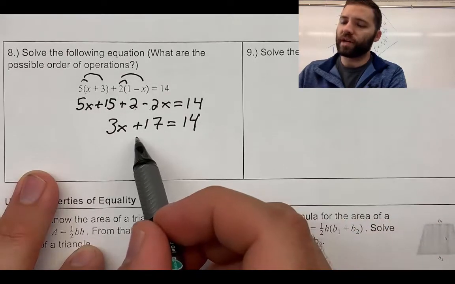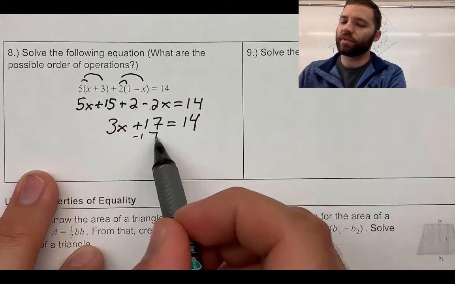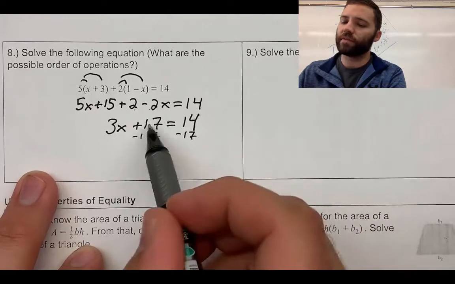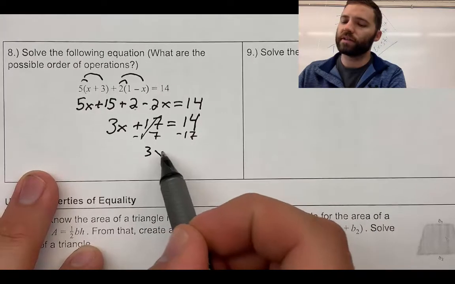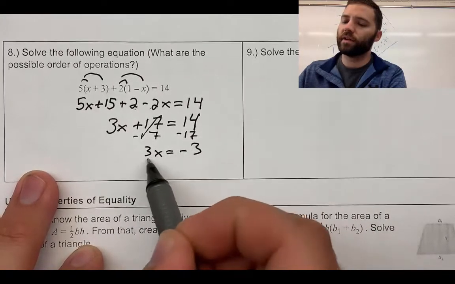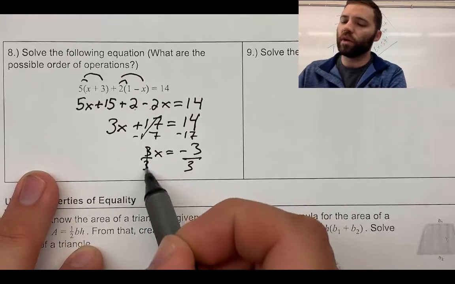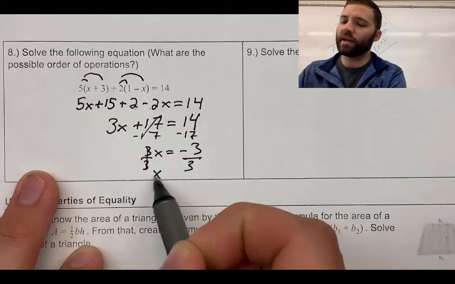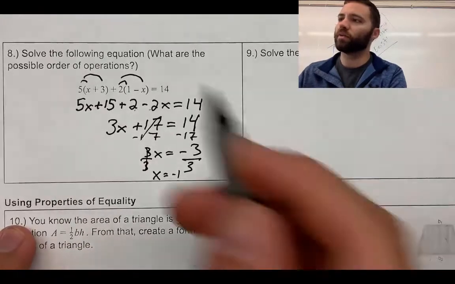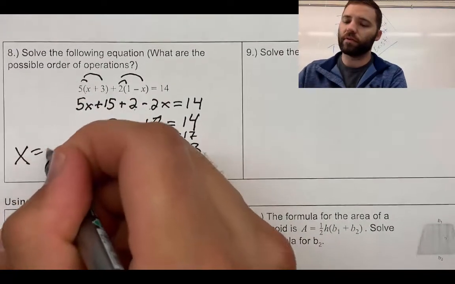All right, and then I'm going to subtract 17 from both sides, because whatever I do to one side, I have to do to the other. That's kind of how this works. So I get 3x equals negative 3. Then when I divide both sides by 3, over here I get 1. So that simplifies to 1 over 1, and I get x equals negative 1. Or so you can actually see it, x equals negative 1.